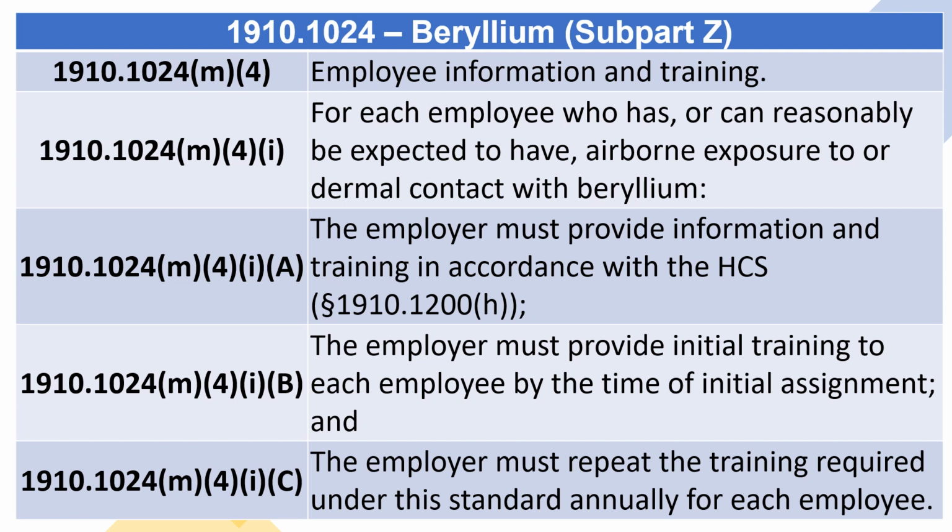1910.1024 M4 Employee information and training. M4 i: For each employee who has, or can reasonably be expected to have, airborne exposure to or dermal contact with beryllium, M4 i A through C: The employer must provide information and training in accordance with the HCS, Section 1910.1200(h). The employer must provide initial training to each employee by the time of initial assignment, and the employer must repeat the training required under this standard annually for each employee.